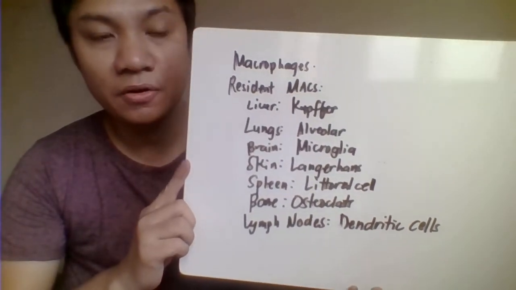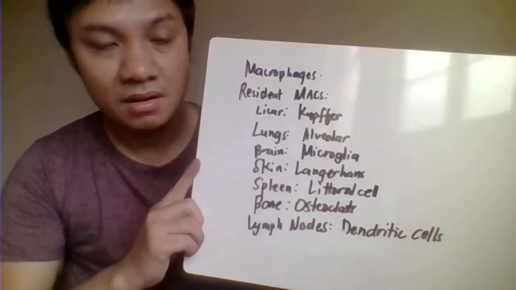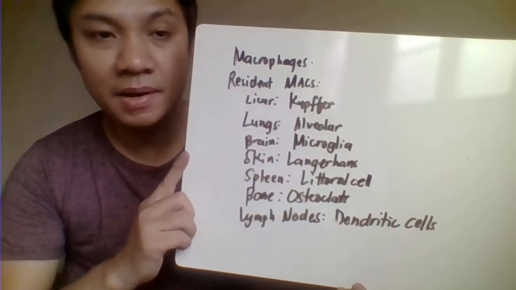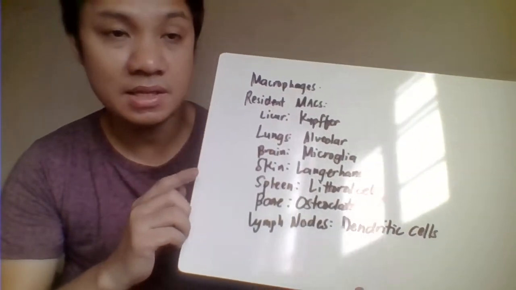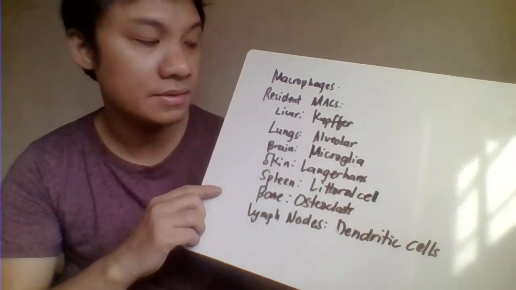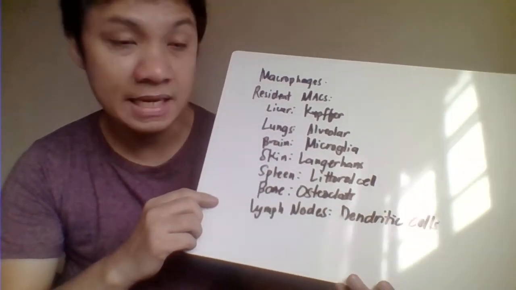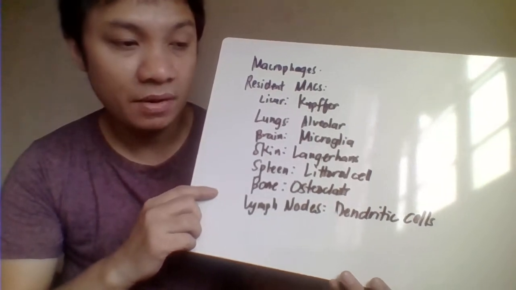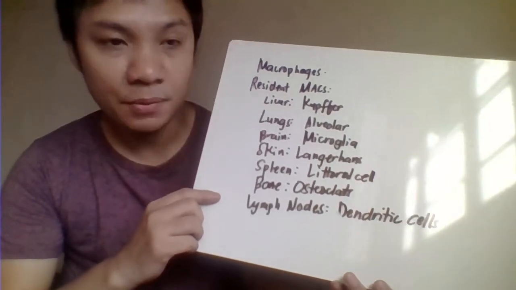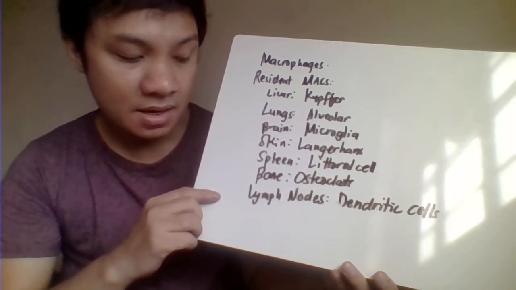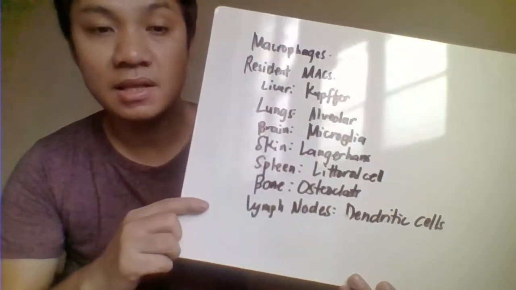They try to take their own residence. So they are called by their names according to where they are found. In the liver, you call them Kupffer cells. In your lungs, alveolar macrophages; brain, microglia; skin, Langerhans cells; spleen, we have the littoral cell; bones, we have the osteoclast; and in the lymph nodes, we have the dendritic cell.